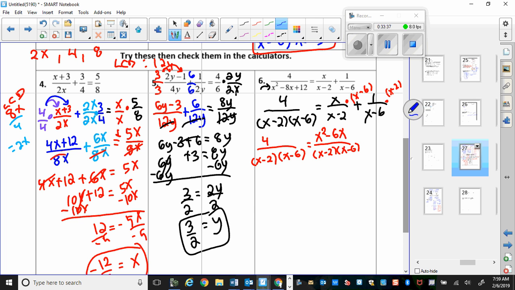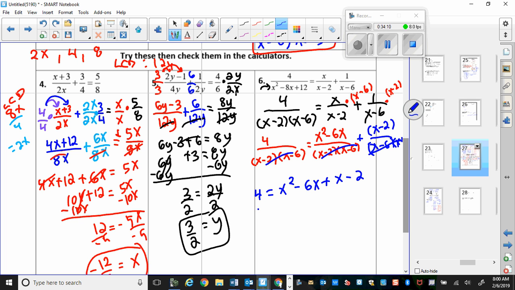Now, for the next one, it says plus x minus 2. 1 times x minus 2 is x minus 2 over x minus 6 times x minus 2, right? The denominators are the same. So my denominators are the same, so I can just eliminate them. Rewrite. I have 4 equals x squared minus 6x plus x minus 2.